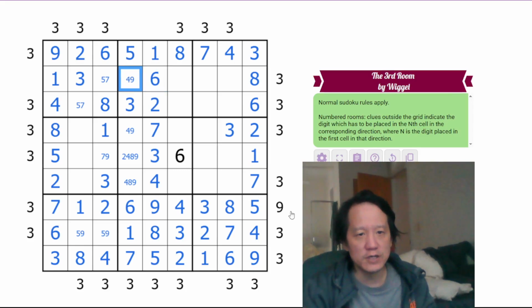That eliminates 2 in the box, so this is 4, 9. We have a 4, 9, 4, 9 pair, which eliminates 4 and 9 in the rest of the row. This cannot be 4 or 9, it's 8. This can't be 4 or 9, it's 2. This 4 eliminates 4 here, so it's 9, which makes this 4.